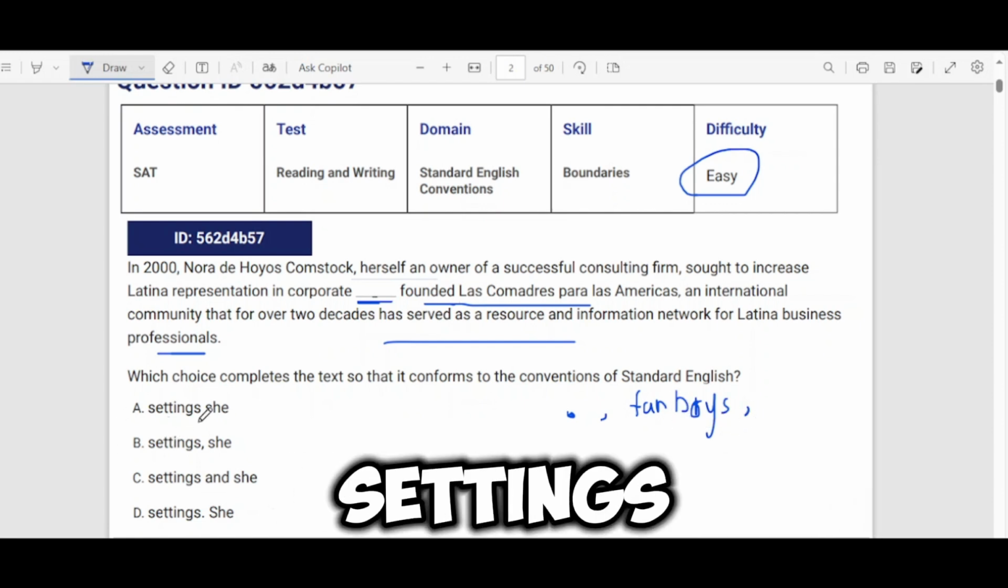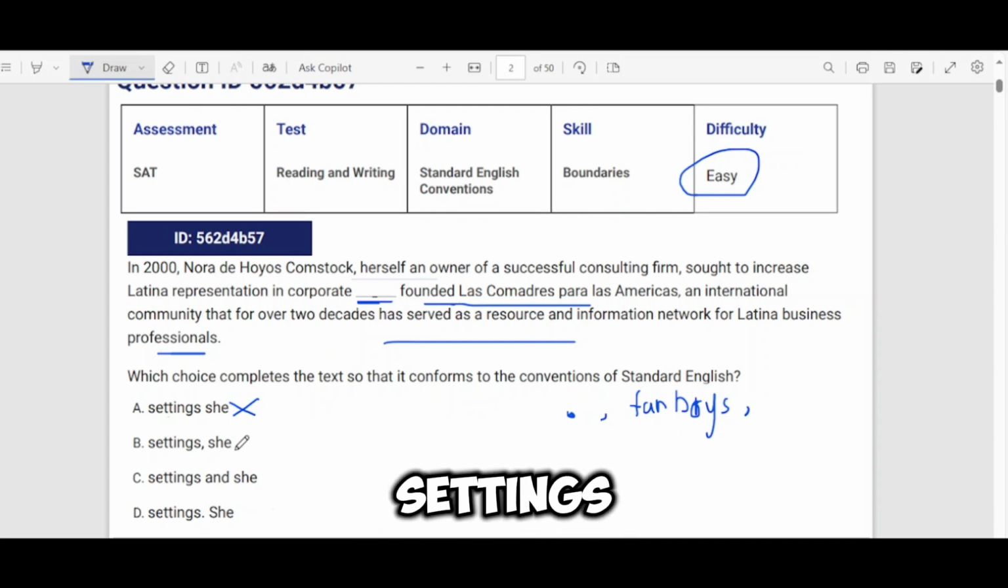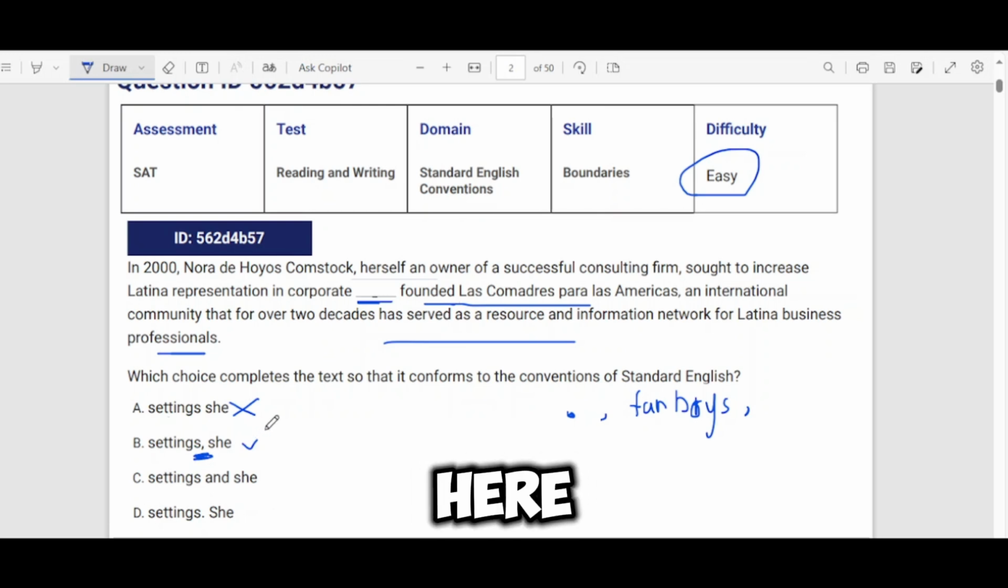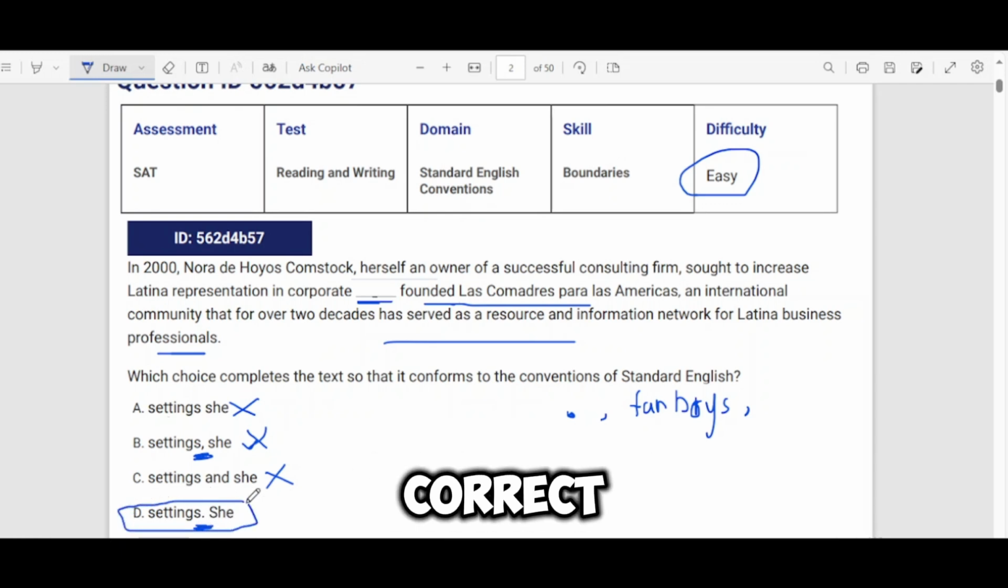All right, so let's see. "Settings she," this is wrong. "Settings she," here is only a comma. If one was independent and the other was dependent, then this would be correct, but here this is wrong. "Settings and she," this is wrong. "And settings. She," okay, we have got a full stop here, so this is correct.